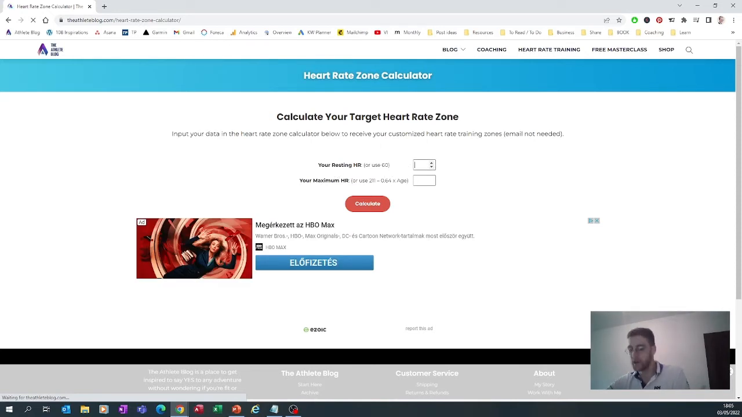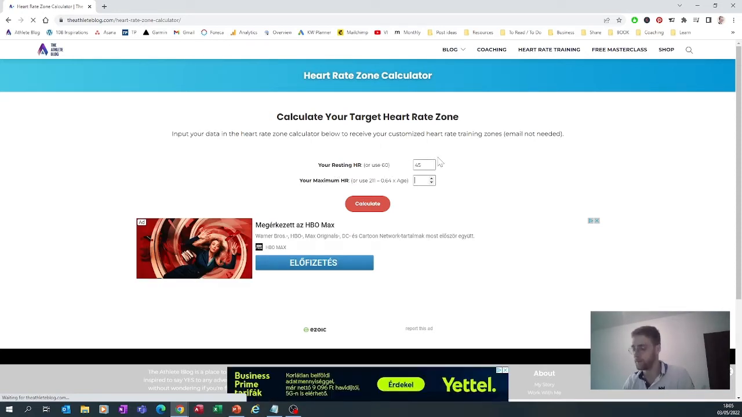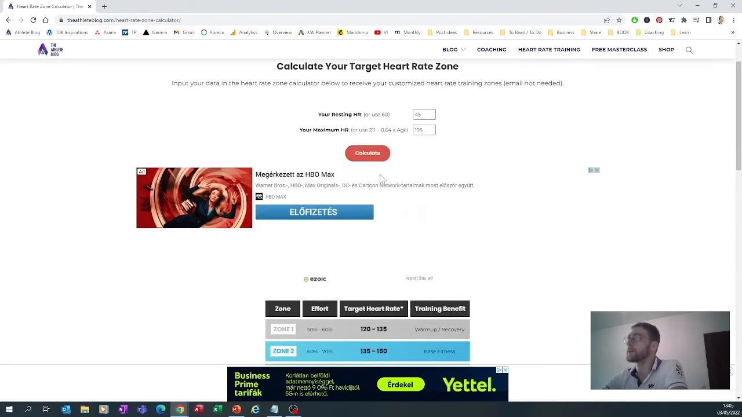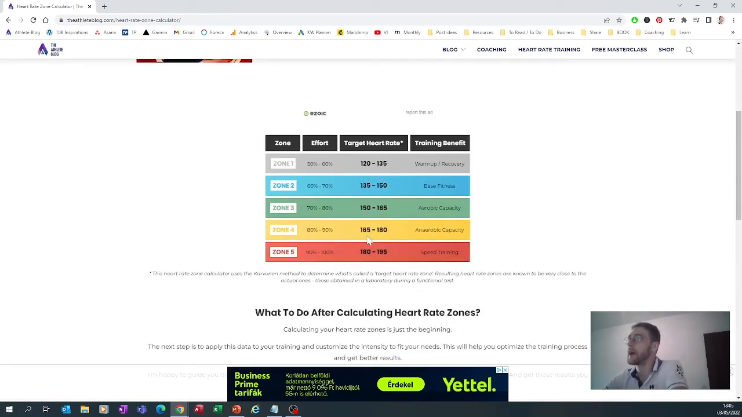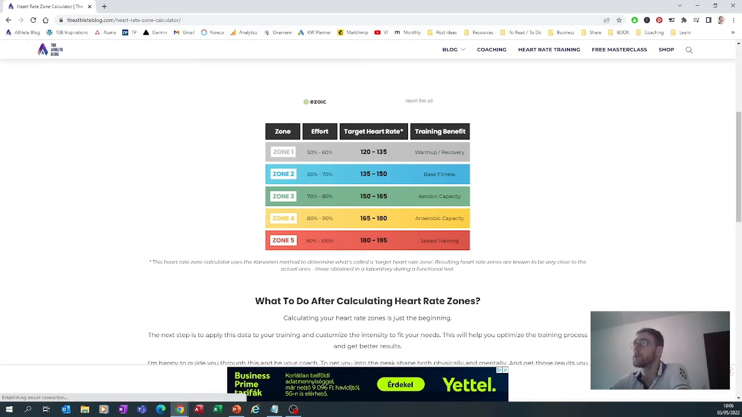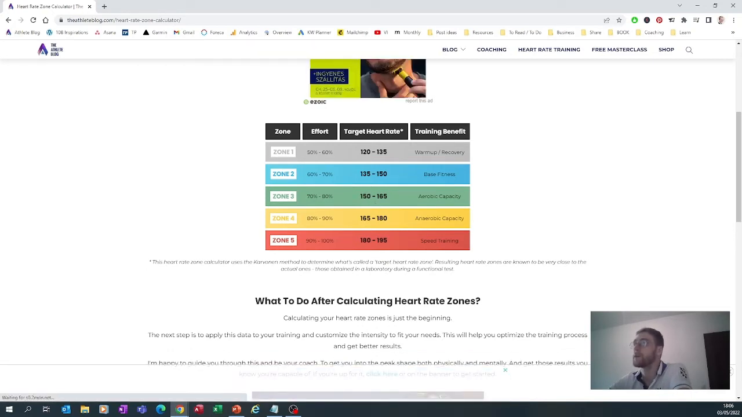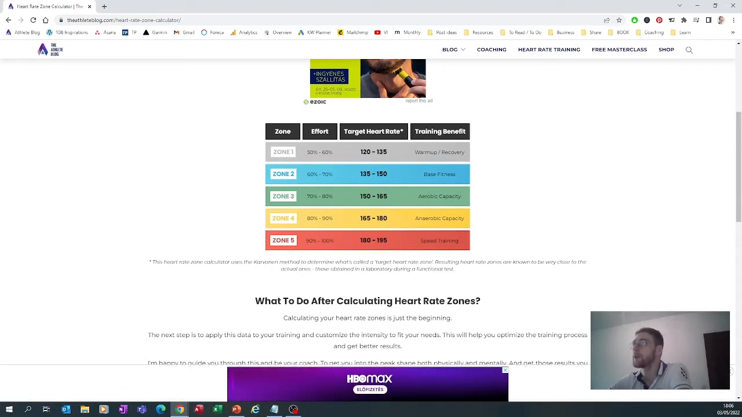So you put in your resting heart rate. My resting heart rate is 45. You put in your maximum heart rate, if you know it. I know mine is 195. If I didn't know it, I could estimate it with a formula. And after I press calculate, it adds the heart rate ranges based on the Karvonen formula. So zone 2 it calculates as 120 to 135. Then zone 2 for me would be 135 to 150, 150 to 165, 165 to 180, 180 to 195.